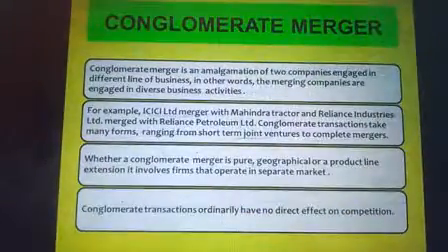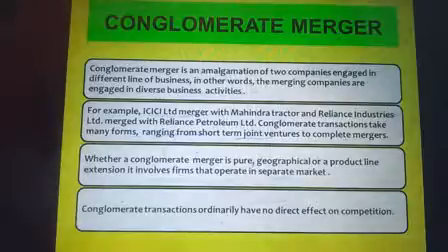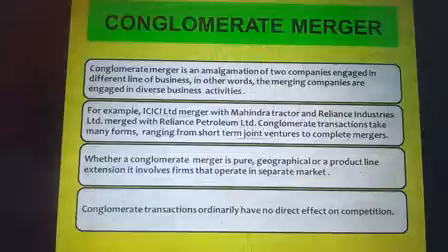Finally, we move to the conglomerate merger, one of the important ones. A conglomerate merger is an amalgamation of two companies engaged in different lines of business. In other words, the merging companies are engaged in diverse business activities. This is a key point to note. You can jot it down. For example, ICICI Limited's merger with Mahindra Tractor, and Reliance Industries Limited merged with Reliance Petroleum Limited.